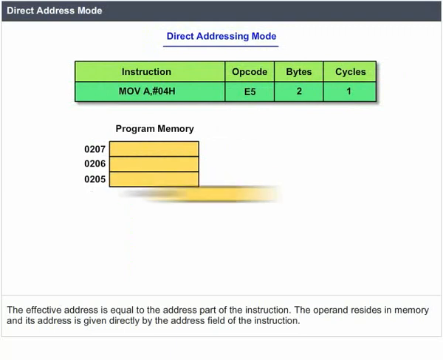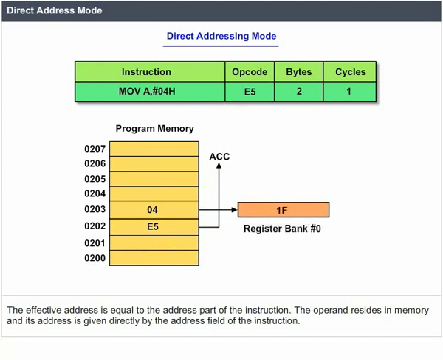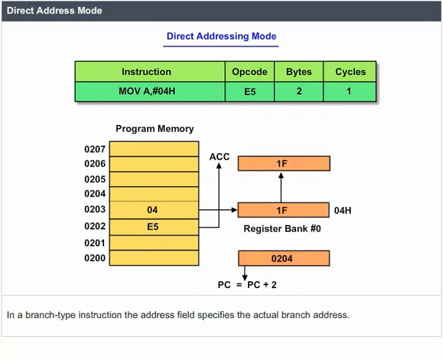Direct address mode: the effective address is equal to the address part of the instruction. The operand resides in memory and its address is given directly by the address field of the instruction. In a branch type instruction, the address field specifies the actual branch address. Faster than the other memory addressing modes. Too many bits are needed to specify the address for a large physical memory space.